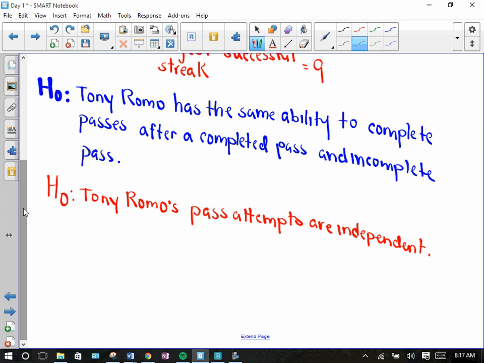Now, notice in this case, I don't have anything about same ability. That's because the word independent refers to the same thing, having the same ability following a completed pass and following an incomplete pass. So either one of these null hypotheses is correct. Obviously, this is much shorter. Now, our alternative hypothesis would be what?